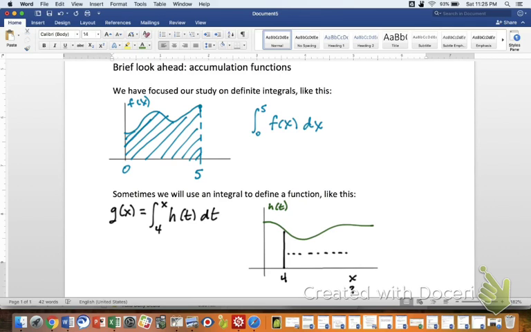So, for instance, if I needed to find g of 7, that means that x is 7. So it'd be the integral from 4 to 7 of h of t dt. So in this case, I would just accumulate from 4 out here to 7, and whatever that area happened to be, that would be what g of 7 actually is.